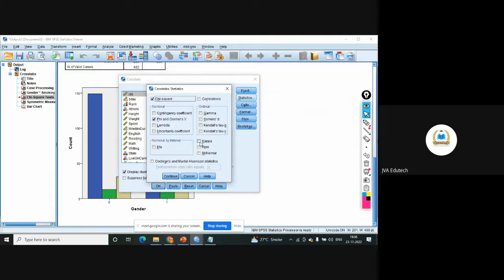So if you have both the variables nominal, then you can use this kappa. But that is the precondition. You said that for the chi-square test itself, both have to be nominal variables. That's the first condition, the most fundamental condition, the precondition. This cross tabulation can be used for doing chi-square.